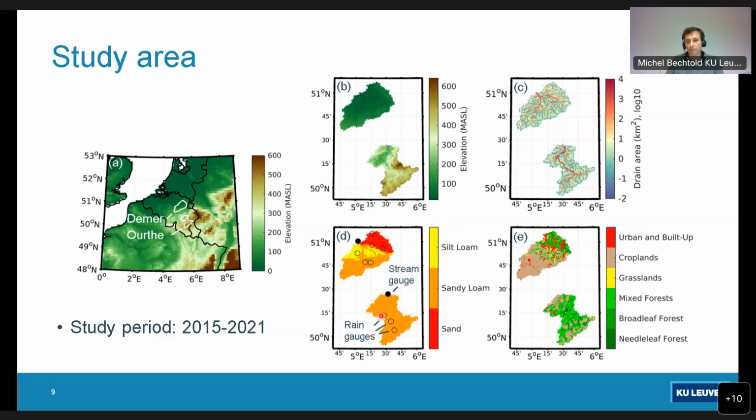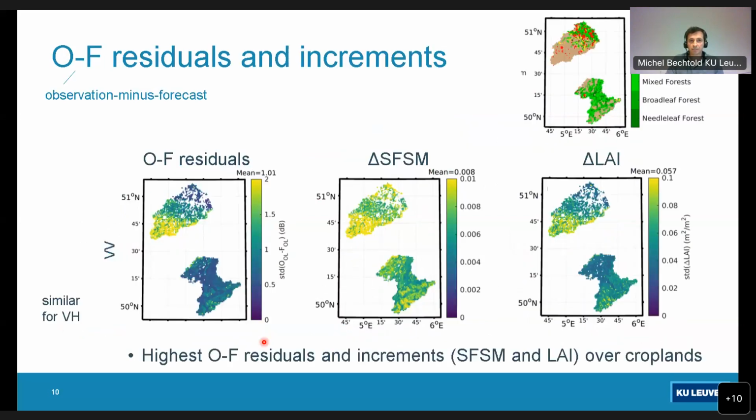You see also rain gauges that we used to estimate the precipitation error. Our model was driven by MERA2 rain-gauge-corrected data, but those rain gauges are not used for correction. They are only available here at the national level, and we used those to estimate the precipitation error. And then we have stream gauges that we used to evaluate our streamflow in the open loop and the data assimilation. Our study period is 2015 to 2021, covering the Sentinel-1 period.